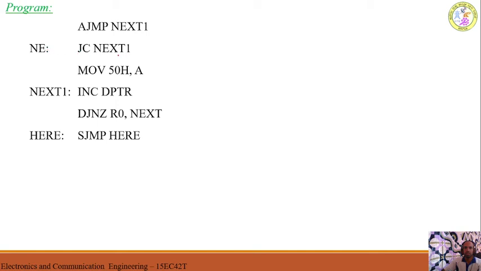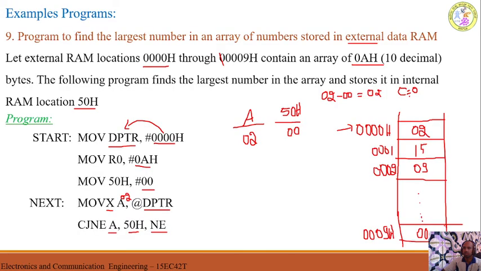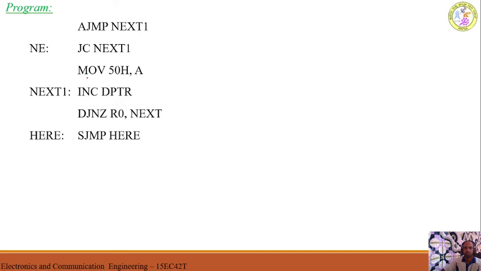Jump on carry, next one. If there is a carry, then you jump to next one. Now in this case, carry is equal to 0. We did not get a carry. So therefore, what do we do?